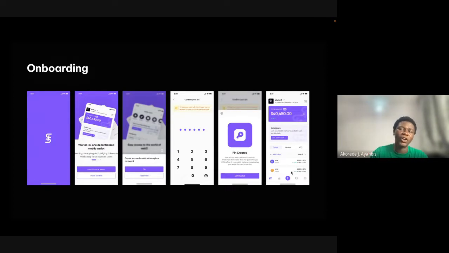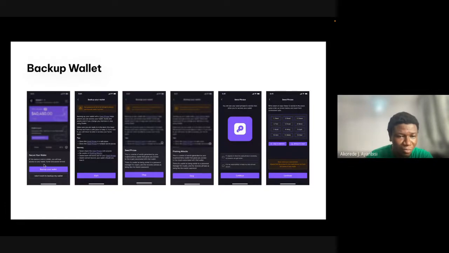But before you can take certain action, like let's say you want to swap, you want to receive a token. No, you can even receive. Let's say you want to send, you want to swap, and you want to do some other actions, then it will now force you to secure your wallet, right? So that's the first one. So now this is the backup wallet. So now this is the warning sign that is going to display.